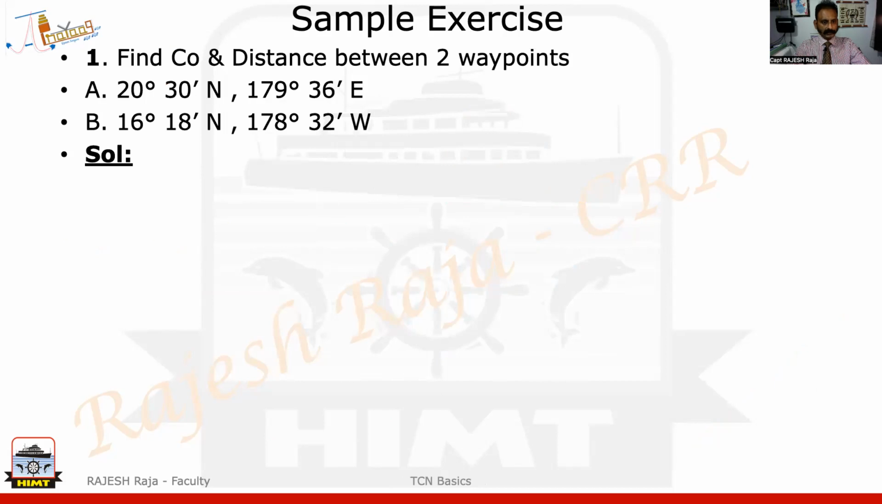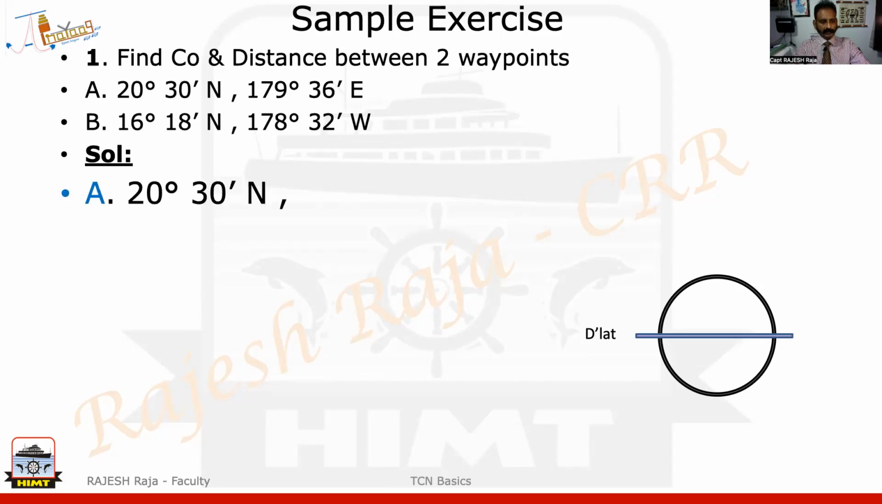Now my first job, as I said, is to find d lat and d long. I'm going to quickly show you in a diagram. We have done all these exercises, so I can be a little bit fast on this. This is the equator. I marked it with blue, approximately 20°30'. I've shown you the diagram approximately. The value is correct, but the diagram is approximate. Bravo is 16°18'.